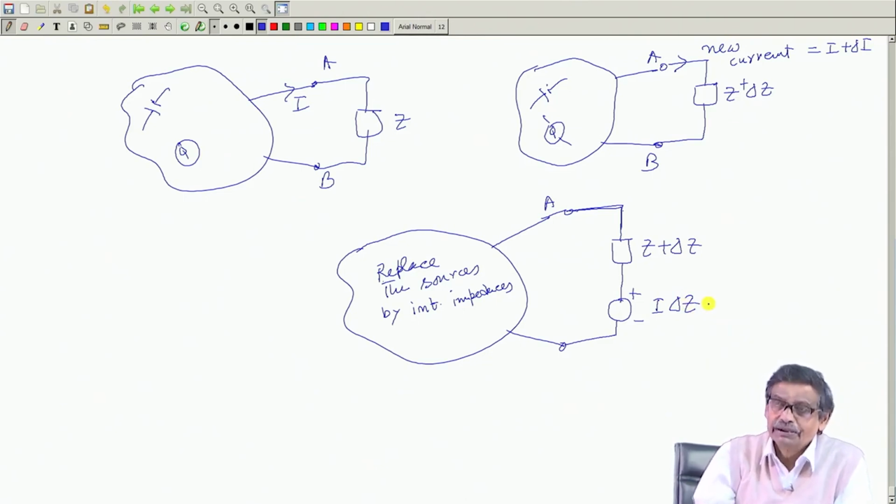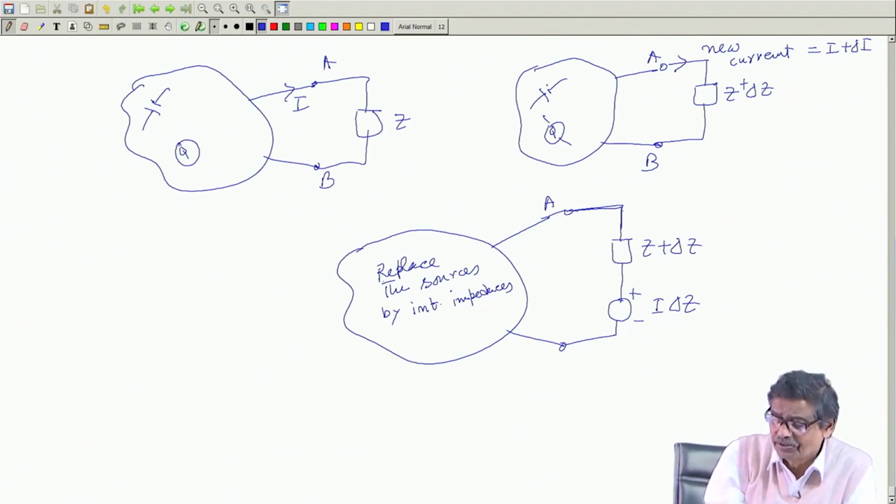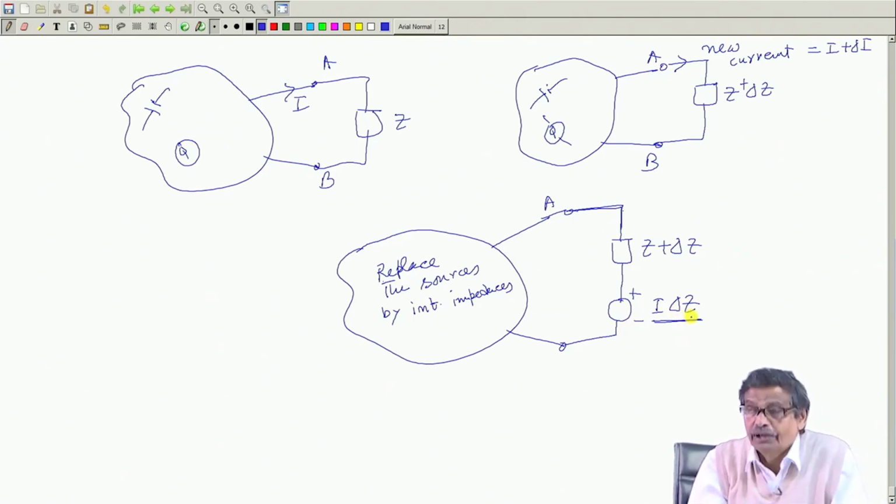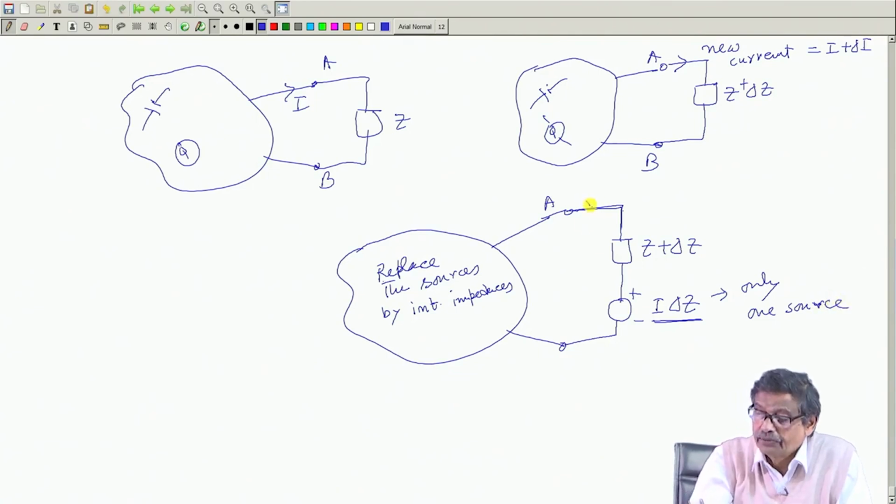So, in this network the necessary steps will be fewer, because no sources are present here, and this quantity is known. Yes, the old current was I, and you know by what amount you have changed Z, so I delta Z with correct polarity. Z plus delta Z is known. So, I will solve this network with only one source, that is the advantage.